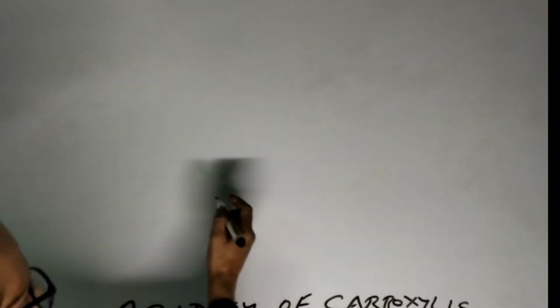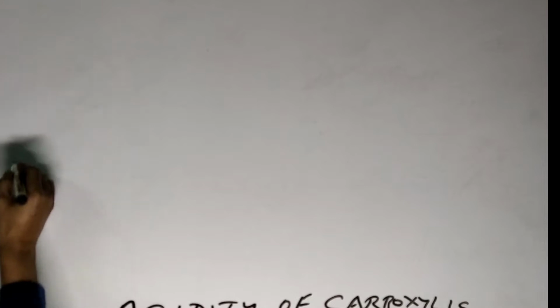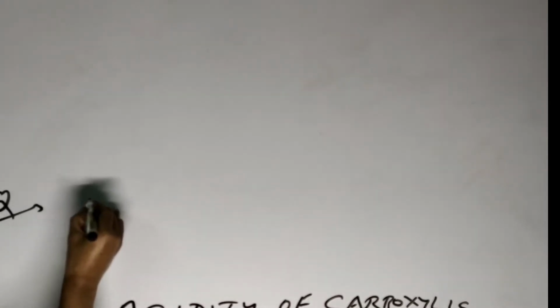Now remember it, the presence of electron withdrawing or donating groups affects the acidity of aromatic carboxylic acids. Do you know what aromatic carboxylic acids are? Listen now. Write down the question.